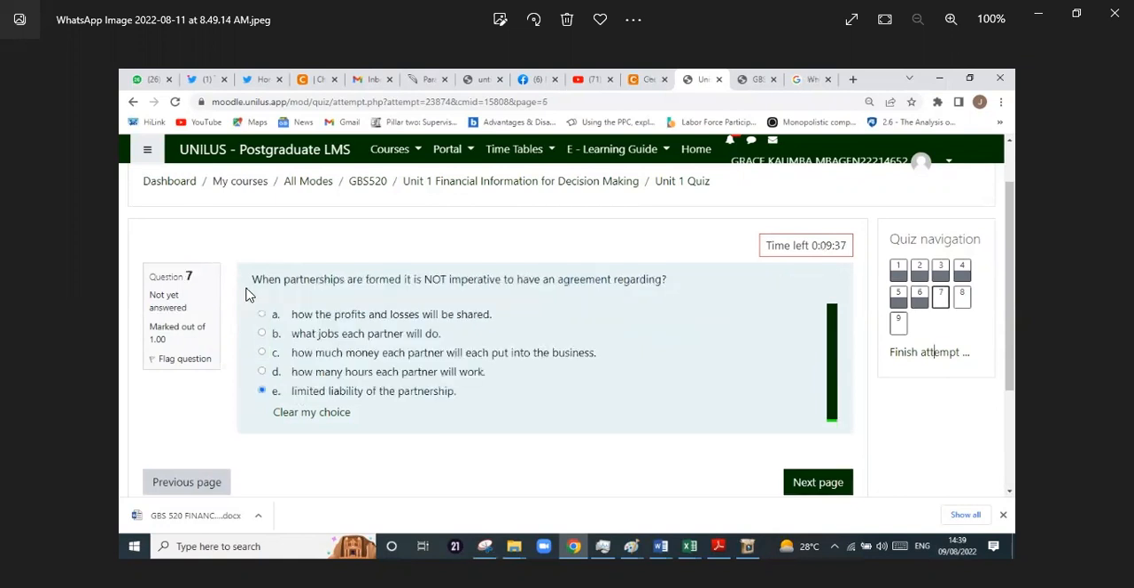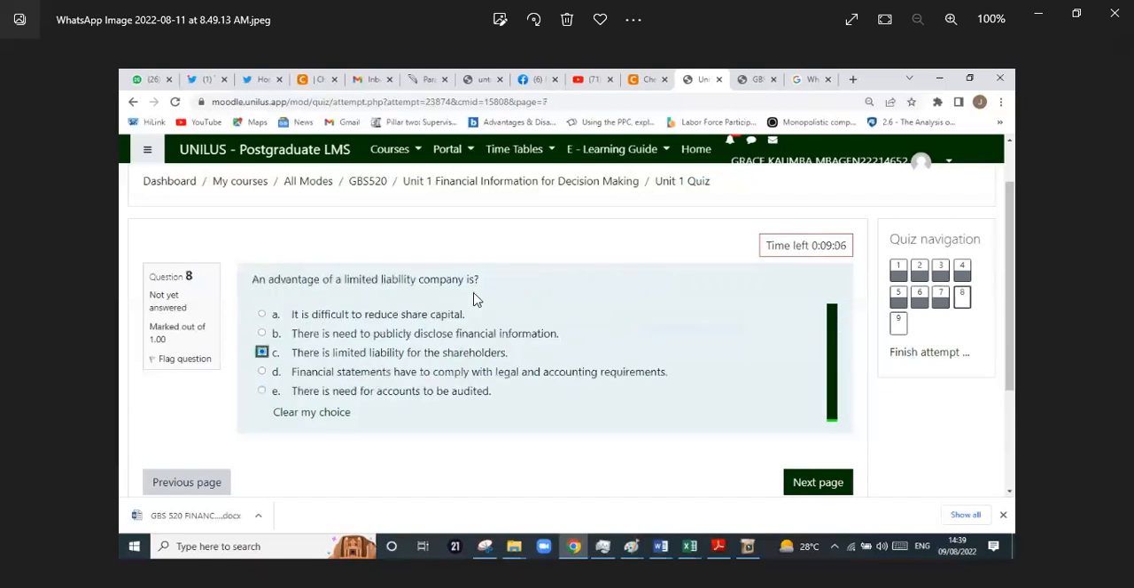Then when partnerships are formed, it is not imperative to have an agreement regarding. So when partnerships are formed, the agreement will show how the profits should be shared, yes. What jobs each partner must do, yes. How much each partner must put in the business, yes. How many hours they should work, yes, but not limited liability of the partnership. So E is the correct answer.